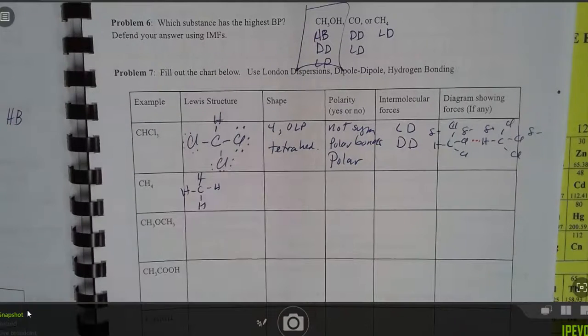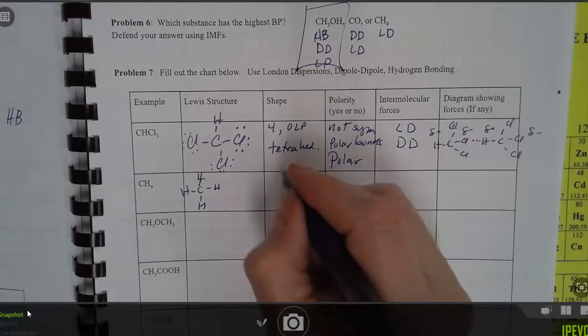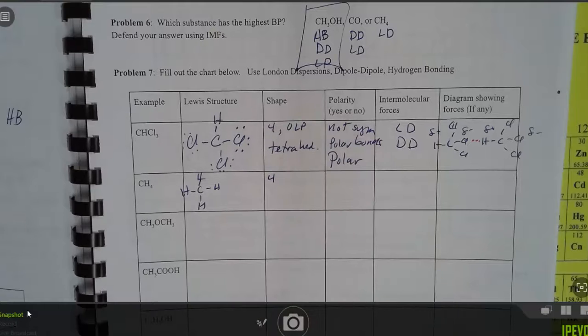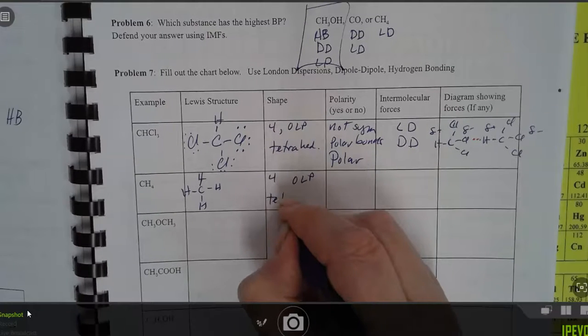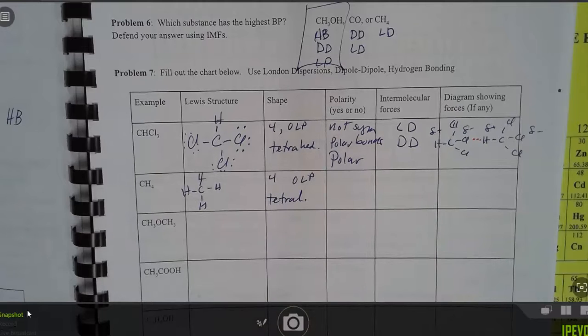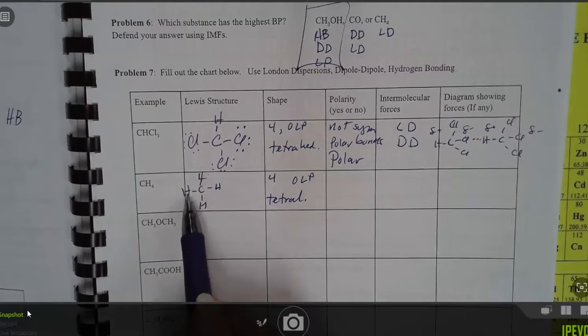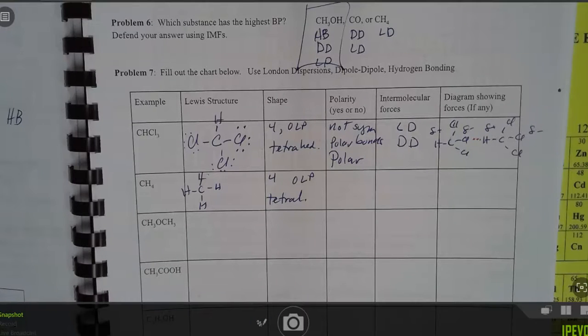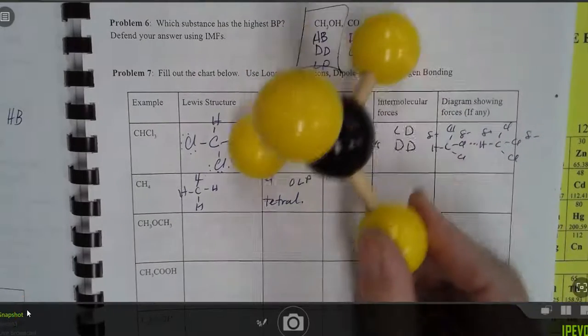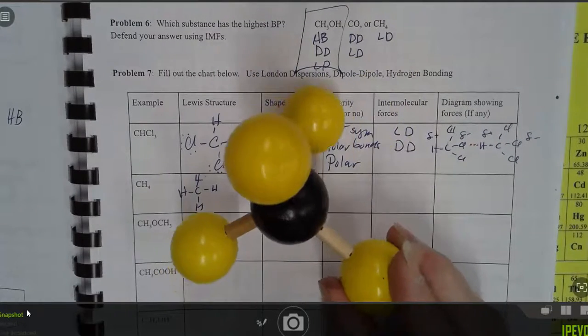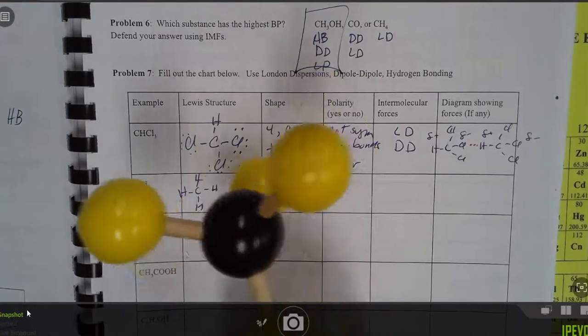Here's methane, and I have a coordination number of 4. I have 0 lone pairs. It is again tetrahedral, but what's different? Is it symmetrical? Yes, it is 100% symmetrical because I have no lone pairs and 4 of the same bonds. Let me show you that. So here it is, perfectly symmetrical: 4 bonds, 4 atoms that are the same, no lone pairs.